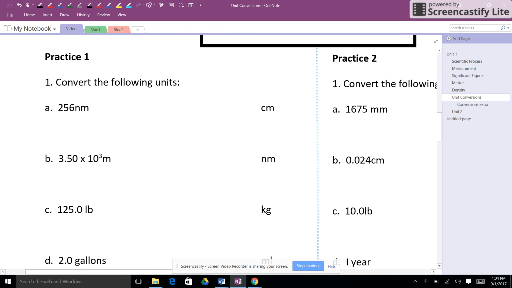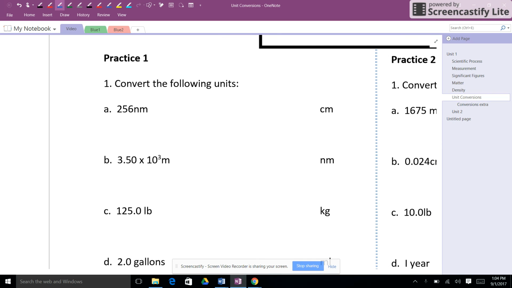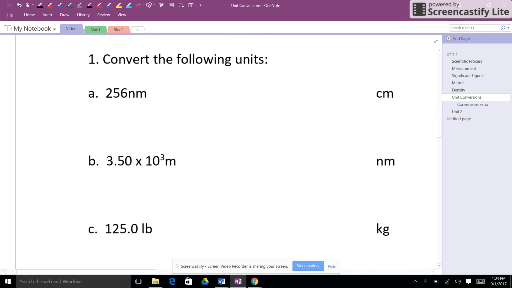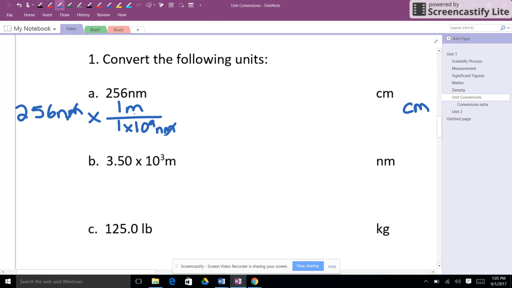So let's go through a few of those practice problems again. So in this first one, we have 256 nanometers as our given. I would go ahead and write that down on the left side of the screen. And we're looking for centimeters here on the right. So for this type of problem, I would just think about my metric units. And for every 1 meter, I have 1 times 10 to the 9th nanometers. The reason I put the nanometers unit on the bottom was so it could cancel out. I'm now left over with the meters unit on top, which is not what I was looking for. That's how I know I need to keep going with my conversion factors.